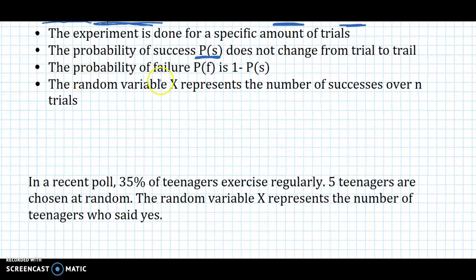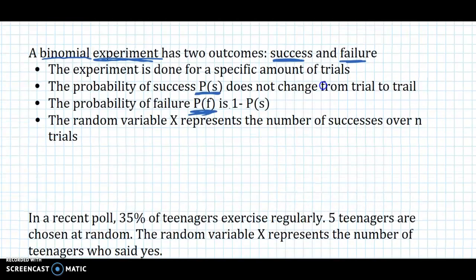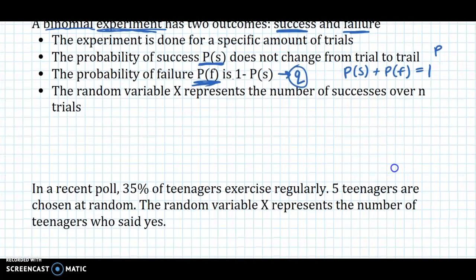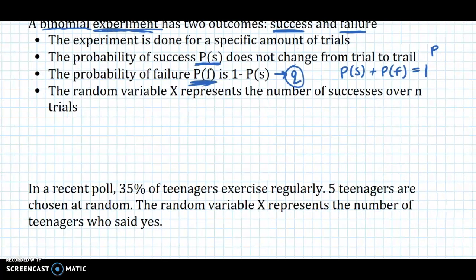The probability of failure is always going to be 1 minus the probability of success, because since you only have two outcomes, P of S and P of F always have to equal 1. And sometimes P of F, to simplify things, is just called Q, and sometimes P of S is just called P. You'll see those terms used interchangeably.